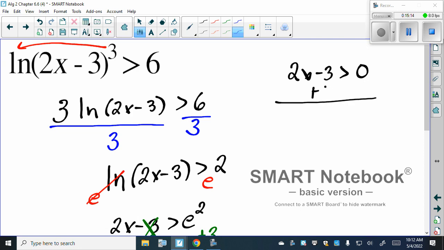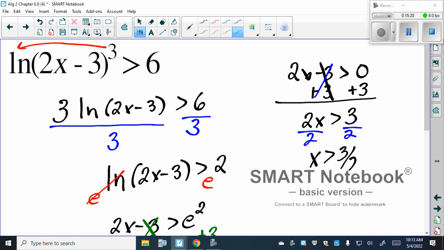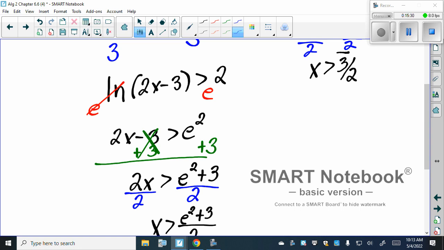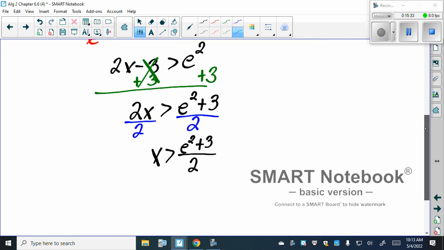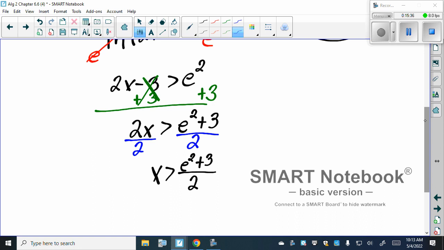Now, when we solve this here, plus 3, so 2x has to be greater than 3, x has to be greater than 3 halves, yes? So that the inside of it's not less than 0. Is e squared plus 3 over 2 greater than 3 halves? Well, 3 halves, what are we doing to the top? We're adding e squared to it. So the numerator, e squared plus 3, should be greater than just 3.